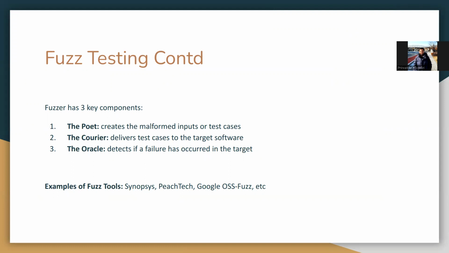Nowadays, fuzz testing is very popular because, in well-known inputs, it is difficult to find bugs, and it is not always possible to check for hidden bugs in software applications. But with fuzz testing, it becomes easier to detect security vulnerabilities or any kind of bugs. Lots of fuzz tools are available, like Synopsys, Peach Tech, Google, OSS-Fuzz, etc.